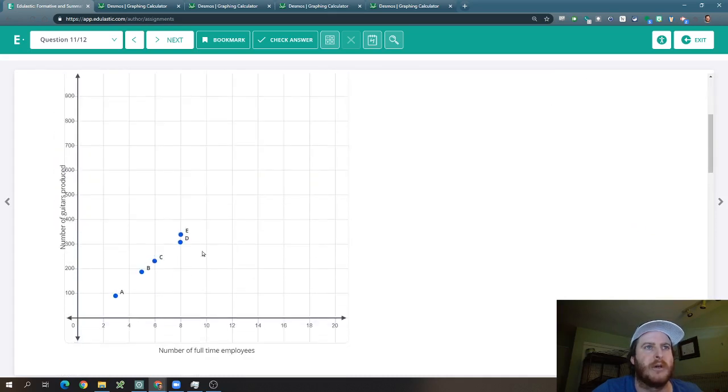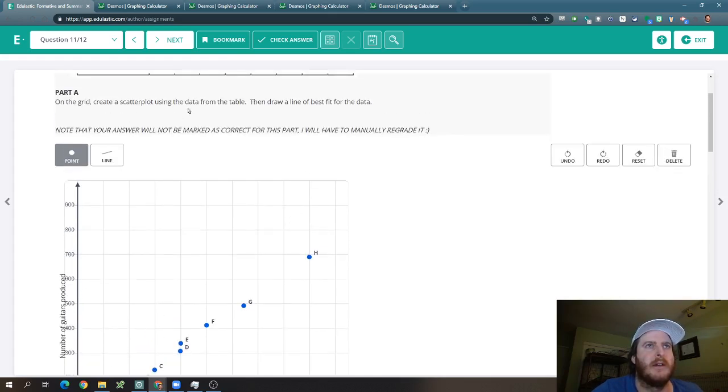Then 10, we're at 412, so above 400. 13, we're at 494. 13's in the middle, and 494 is going to be just below 500. Then 18, we're at 692, so just below 700. All right, so there is our scatter plot.